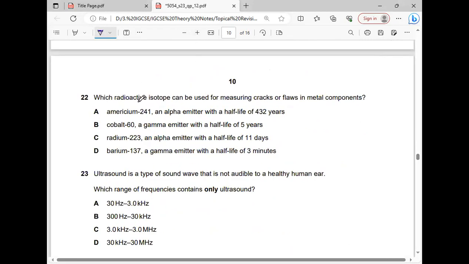Which of the following radioactive isotopes can be used for measuring cracks or flaws in the metal component? Okay, now metal is being involved in this question. Americium 241 emits alpha particles, which cannot pass through the metal. Alpha particles can travel only a few centimeters in air, so they cannot pass through metal. Metal will block them. Even paper or a plastic sheet can block the alpha particles. So these two options are wrong.